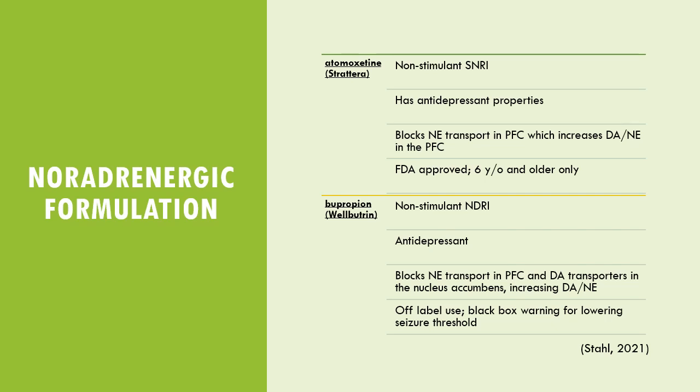Consideration of non-stimulant medications are available for those who do not respond well to stimulants. Two non-adrenergic formulations are Strattera and Wellbutrin. Strattera is a selective norepinephrine reuptake inhibitor, and it is also known for its antidepressant properties. It is approved for use in ADHD by the FDA for 6 years old and older only. Wellbutrin is a widely known antidepressant and is a norepinephrine dopamine reuptake inhibitor. It is a medication with an off-label use for ADHD, and it does have a black box warning of lowering the seizure threshold.